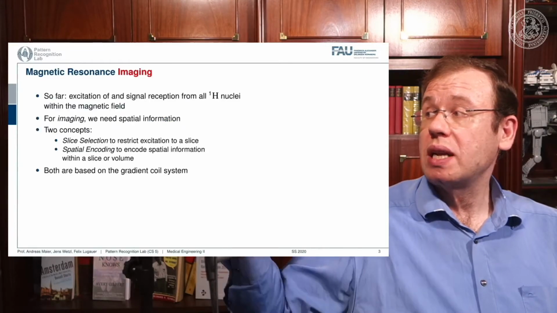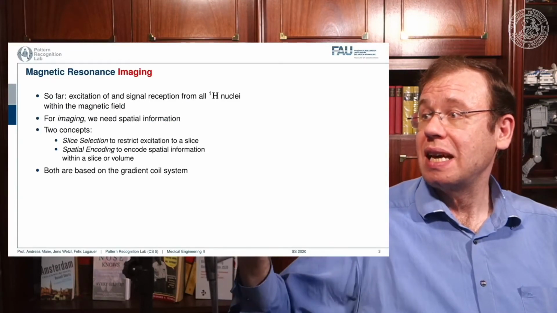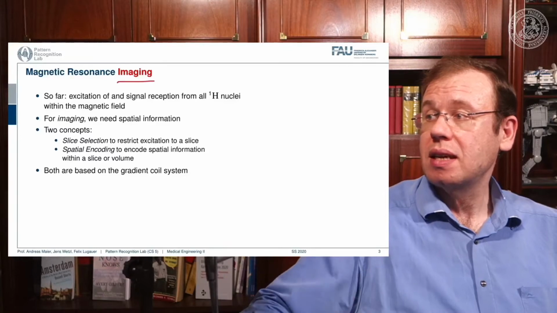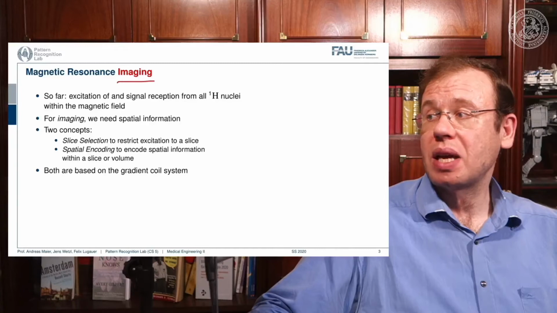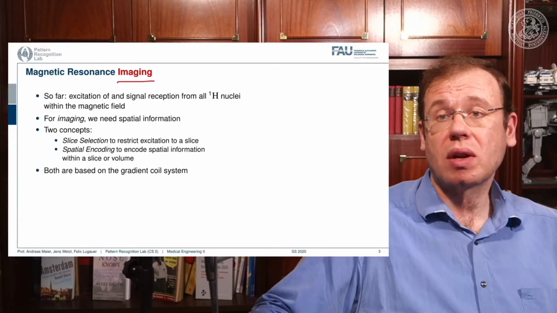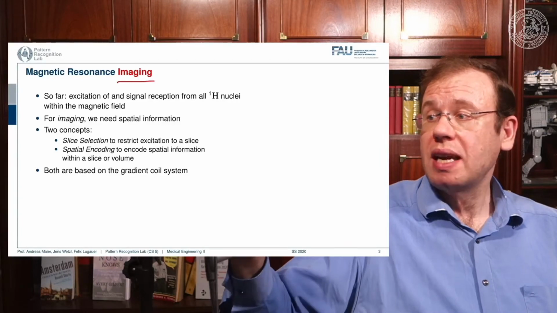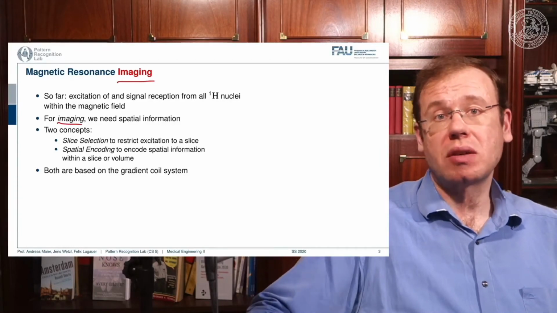And now we really want to talk about the imaging. So you see it here in red. This is actually the part where we explain how to get the images. So far we excited all of the nuclei at the same time within the magnetic field. Now for imaging we need spatial information. So we think about how to actually get the spatial properties out.